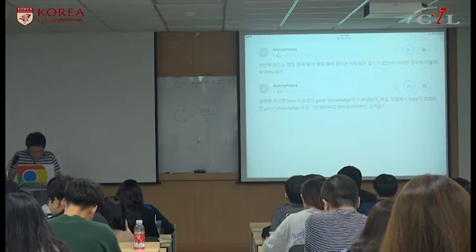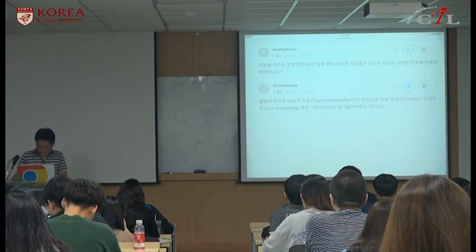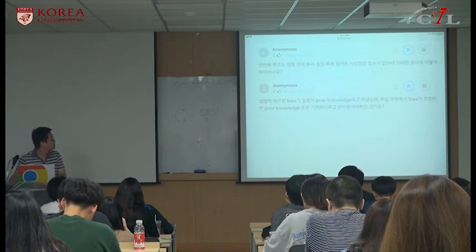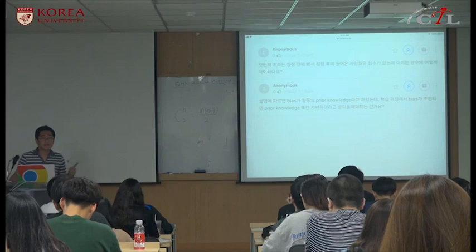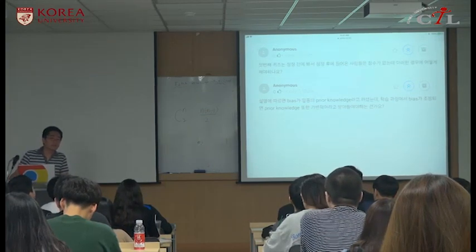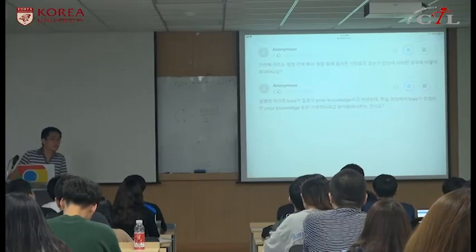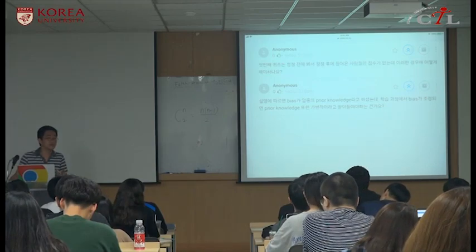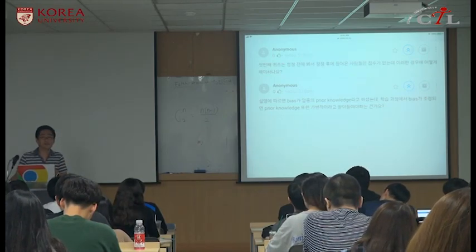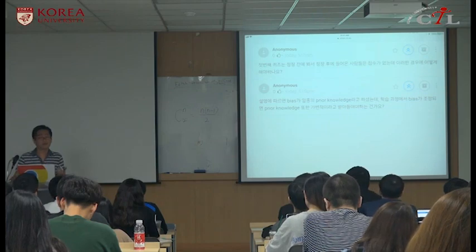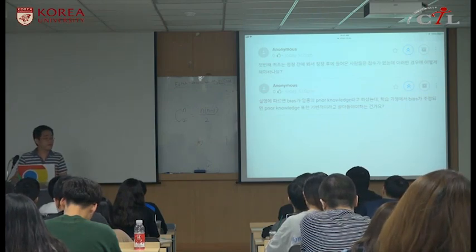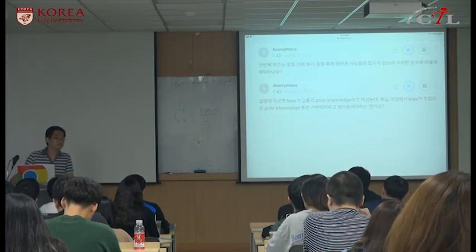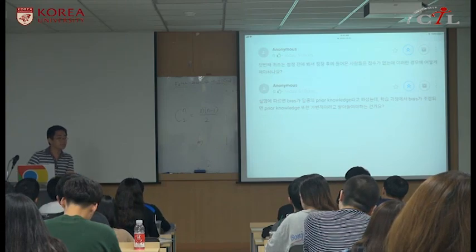So usually this prior knowledge, if you studied Bayesian statistics or Bayes rule, like prior, likelihood and posterior. Have you heard about it? Usually this prior probability is determined or predefined in advance, right?